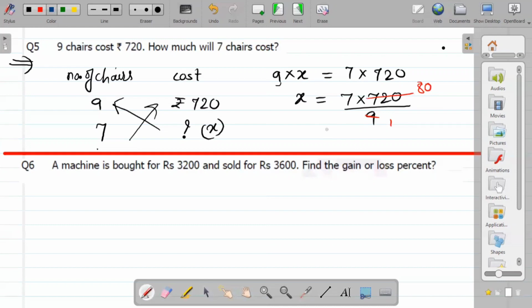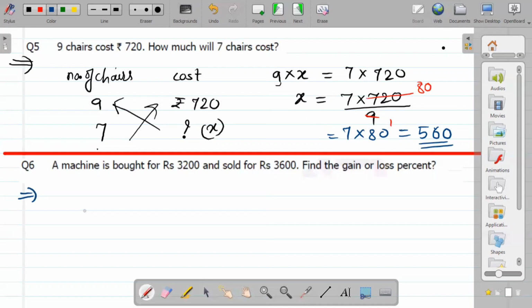So what is remaining with us? The remaining is 7 multiplied by 80 only. So we will get the multiplication as 560. So this is nothing but the cost of 7 chairs. Okay, so let's just move to the next question now.